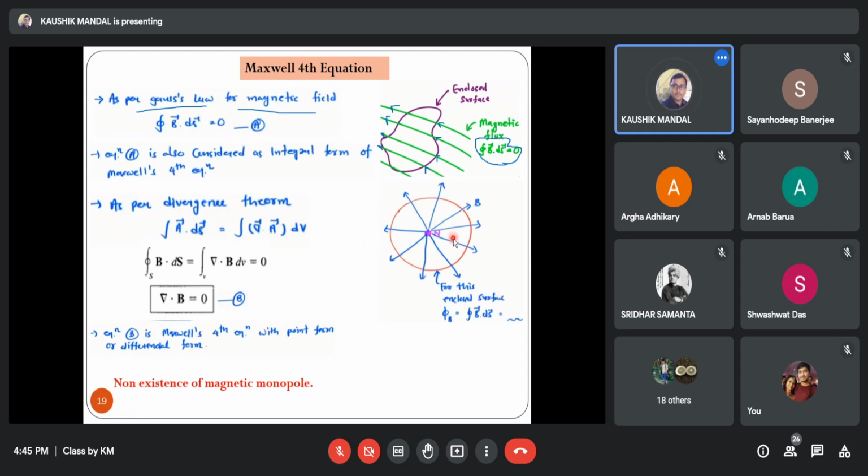So for this enclosed surface, what will be the surface integral of B dot ds? That will be 0. From that, you can say a single north pole or single south pole can't exist, or magnetic monopole cannot exist. It will be more clear if we consider this particular point.